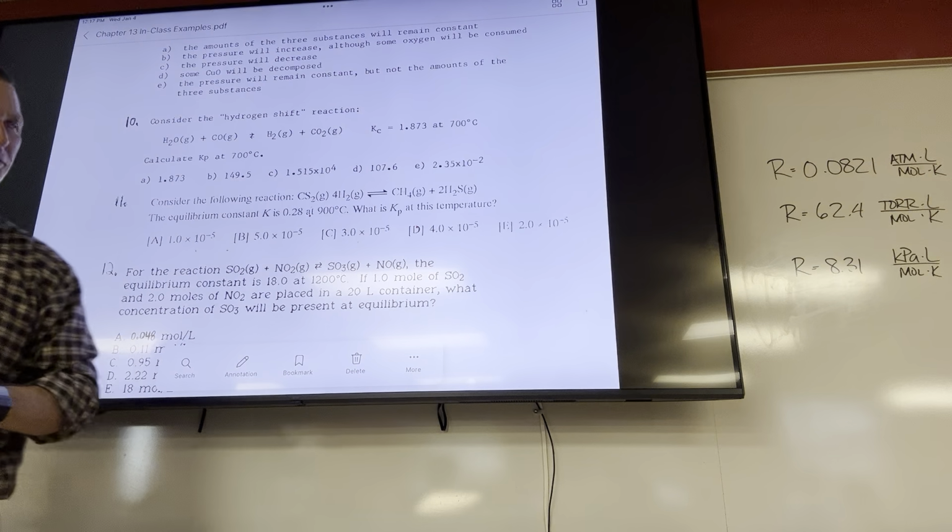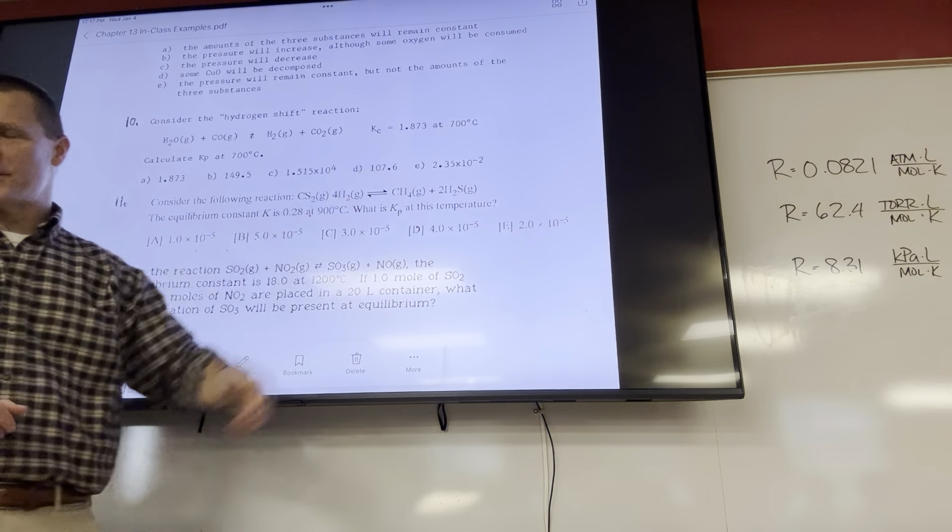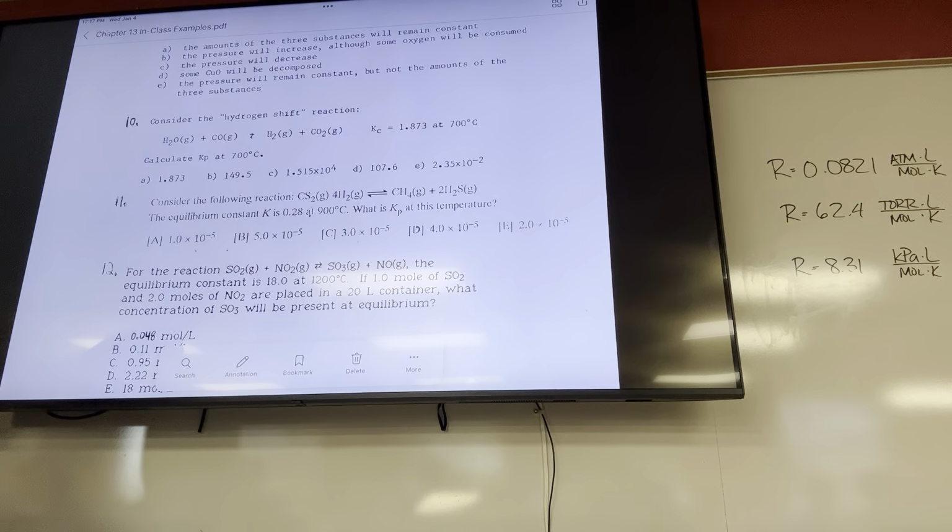Hopefully you're there too. Consider the hydrogen shift reaction. I don't really know why it calls it the hydrogen shift. It's more of an oxygen shift because the oxygen leaves the water and goes onto the CO. But anyway, they didn't ask me to name it. So they give you the Kc value for this reaction. And the question is, what is the Kp value at the same temperature?